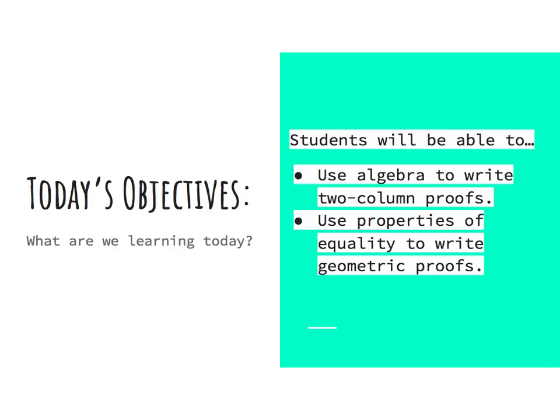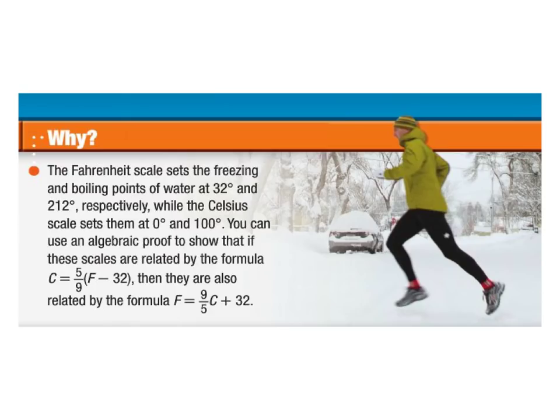Alright, so our objectives for today are that students will be able to use algebra to write two-column proofs and use properties of equality to write geometric proofs. Let's get started. So when are we ever going to use algebraic proofs?